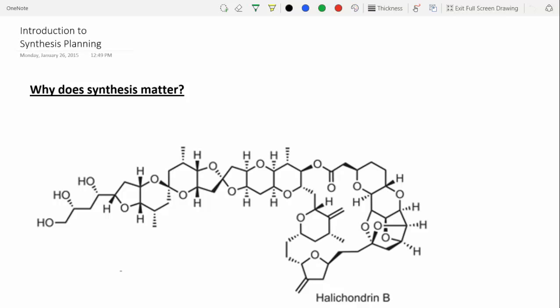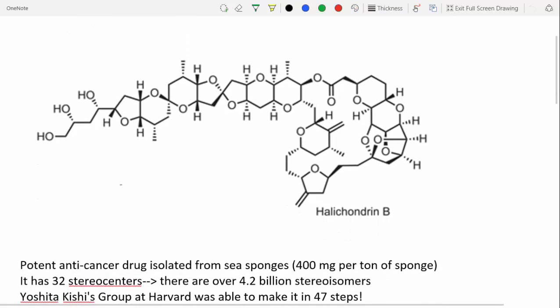Not really. So here's an example I have for you guys of a compound that was isolated from a sea sponge. This compound kills cancer cells at the picomolar level. It's an incredibly potent anti-cancer drug. The problem is, it takes 1 ton of sea sponges to make 400 milligrams of this drug. So unless we're going to go out and kill every single sea sponge on the planet, we have to figure out a better route to making this, right?